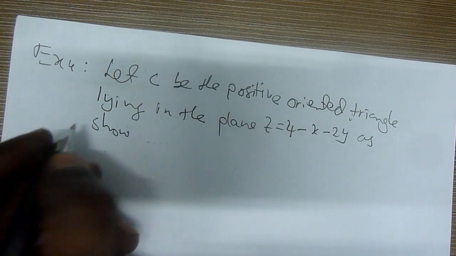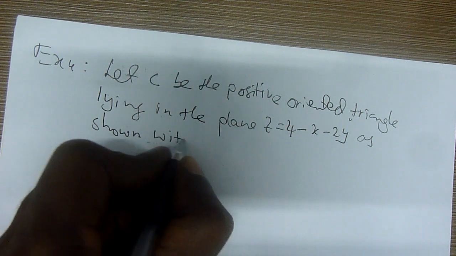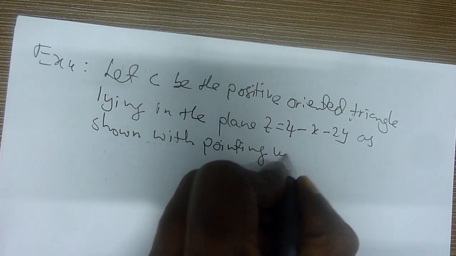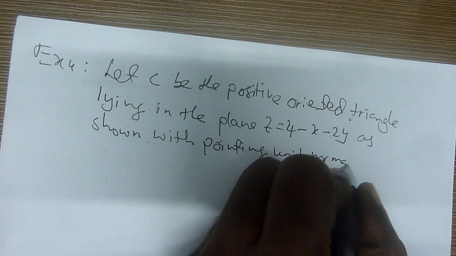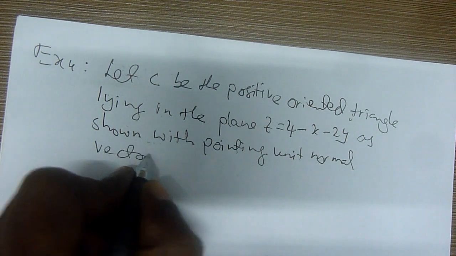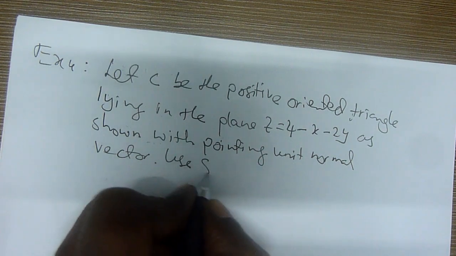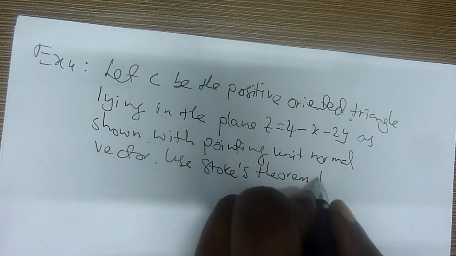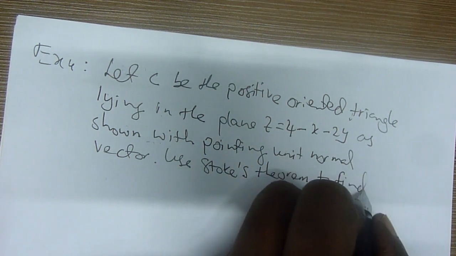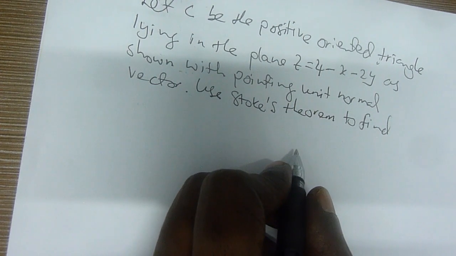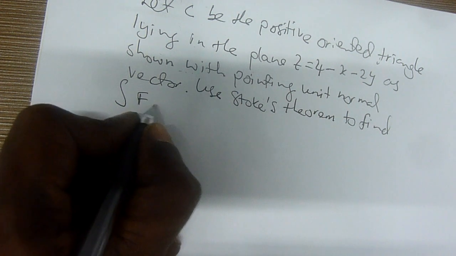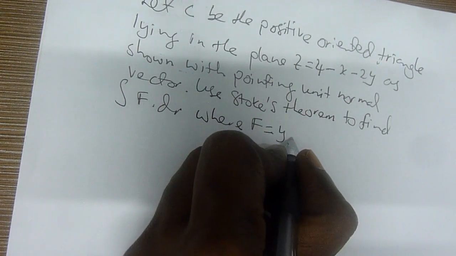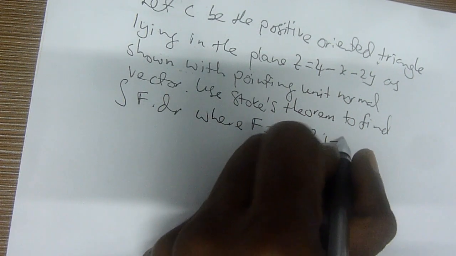this means the problem is given as shown with pointing unit normal vector. Use Stokes theorem to find. That means you no need to verify, to find. They want you to find out this integral, where F is 3z i plus x j plus y k.